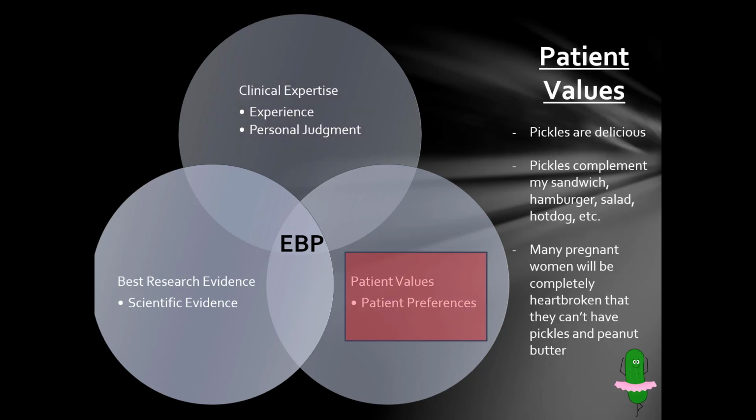Next, let's look at patient values. The patient brings to the encounter his or her own personal and unique concerns, expectations, and values. For most people, they could say pickles are delicious, unless you hate pickles. Pickles complement my sandwich, hamburger, salad, or even hot dog. Many pregnant women will be completely heartbroken if they cannot have their pickles and peanut butter. Ugh, that's a rough combination, but I'm sure they love it.